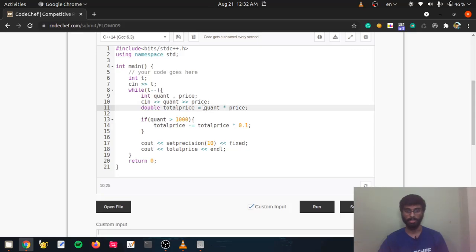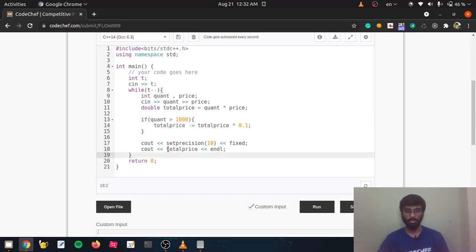So for total price, quantity is multiplied by price. If the condition is quantity is greater than 1000, then we have to subtract 10% of our total price. We will be getting a 10% discount on our total price. So subtracting the 10% of total price from the final total price.